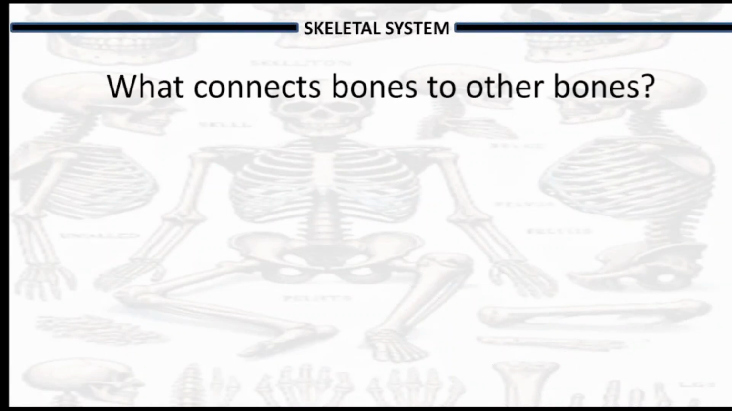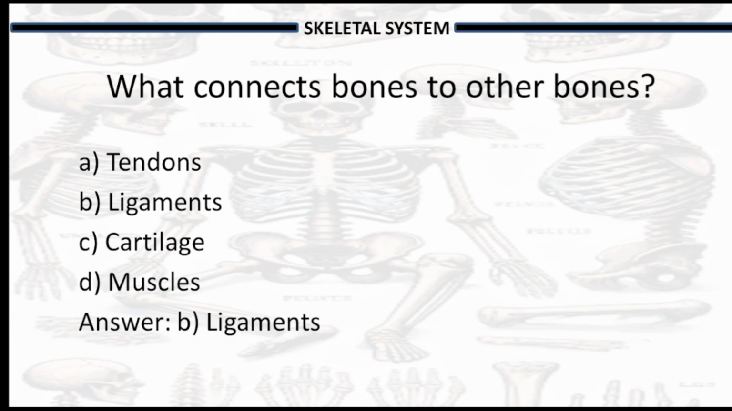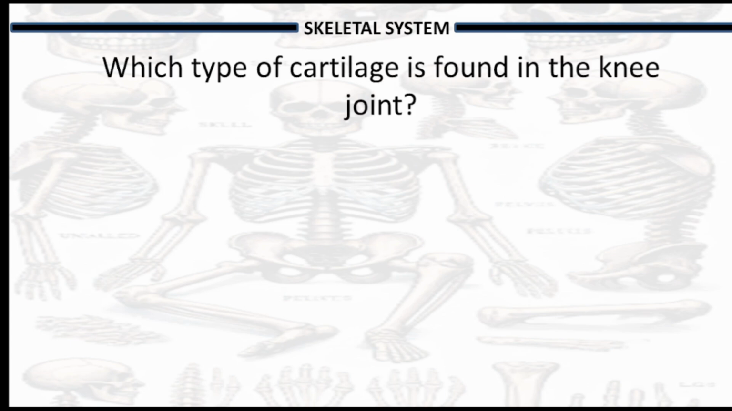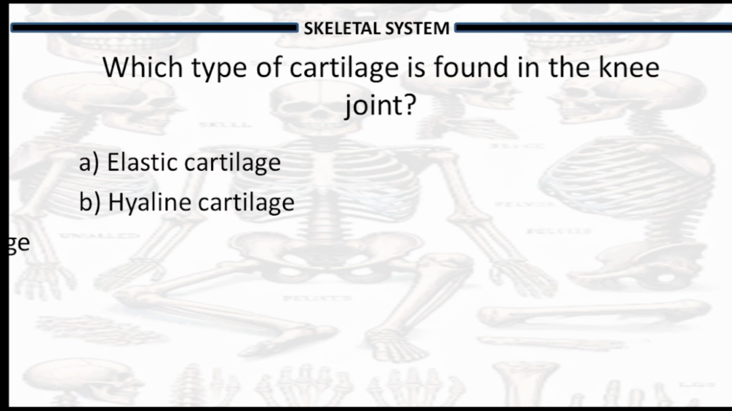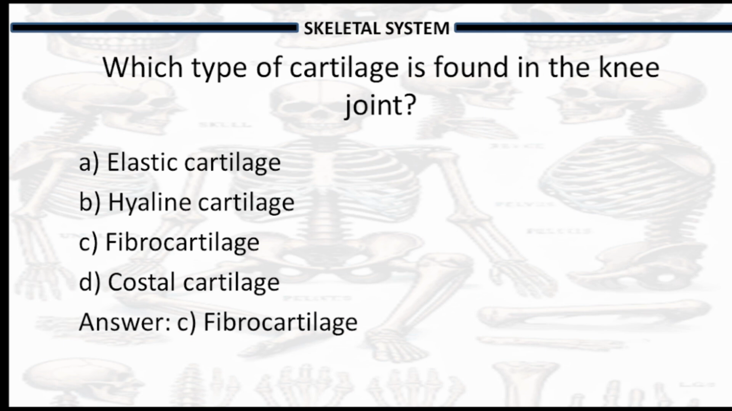What connects the bone to other bones? Ligaments connect the bones to other bones. Which type of cartilage is found in the knee joint? Fibro cartilage is found in knee joint.